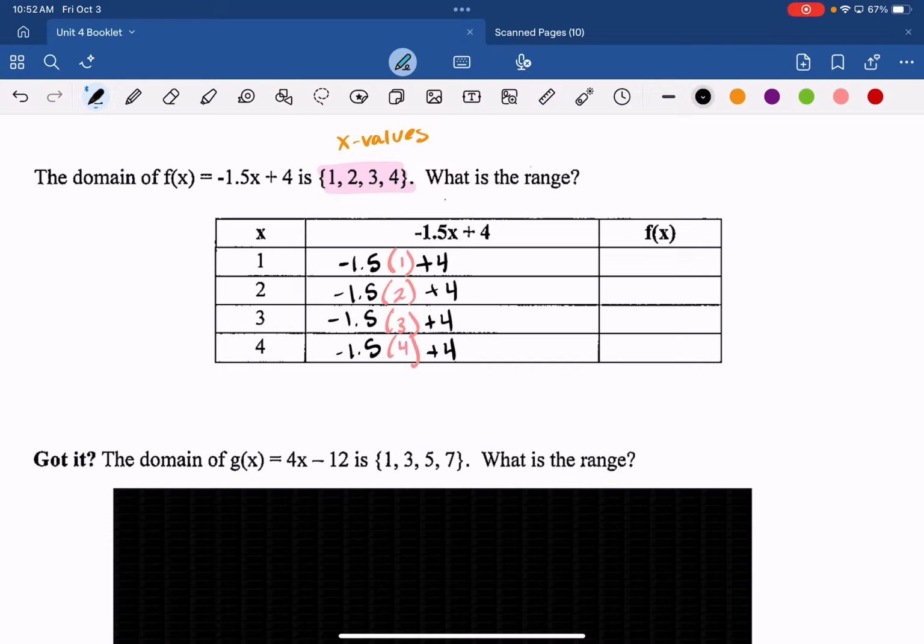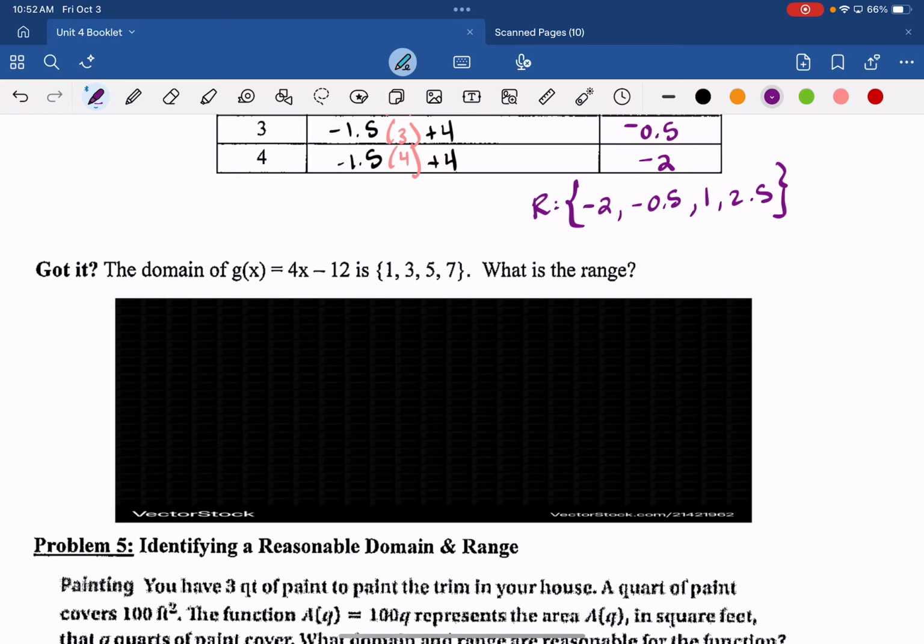Okay. And then if you were to solve this, we would get 2.5, 1, negative 0.5, and negative 2. And then good mathematicians, we should write out our range like we were given our domain. So negative 2, negative 0.5, 1, 2.5. Okay, that's what we're looking for. All right, go ahead, try our next one. You might need to make your own chart.